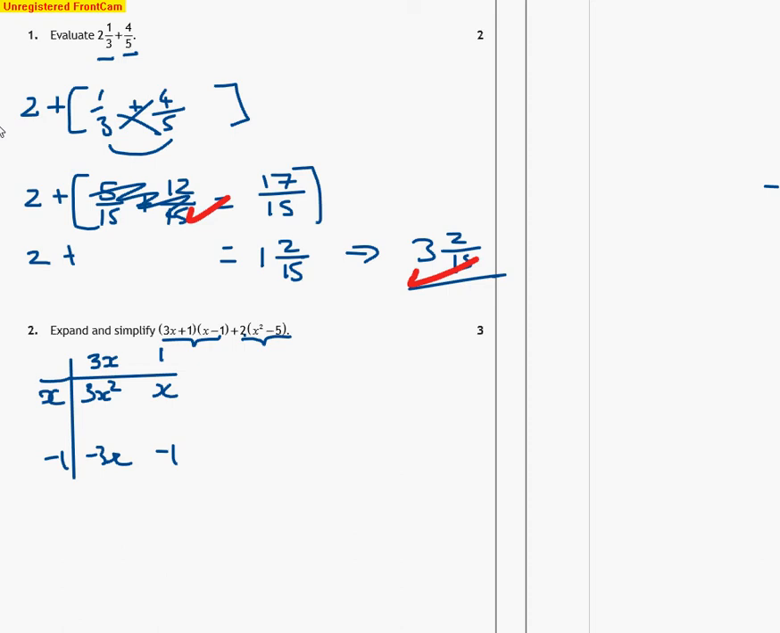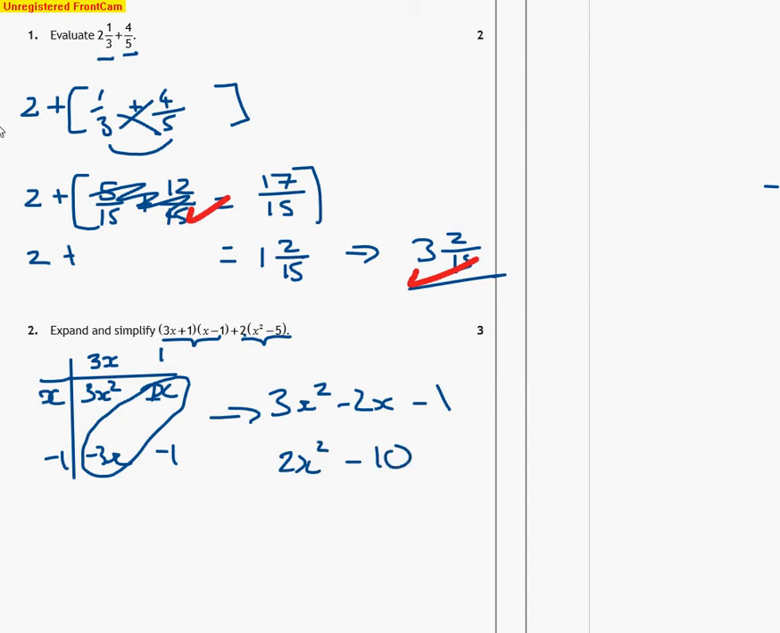Okay. So what does that give us? Well, it gives us 3x squared. And then these two terms we're going to collect. So minus 3, and you can imagine there's a 1 in front of that. Okay, so minus 3 plus 1 is going to give us minus 2x, and then minus 1. So that's the first bracket dealt with. The second bracket is very easy to multiply. We don't really have to do the table for this. We just know that's going to give us 2x squared minus 10.